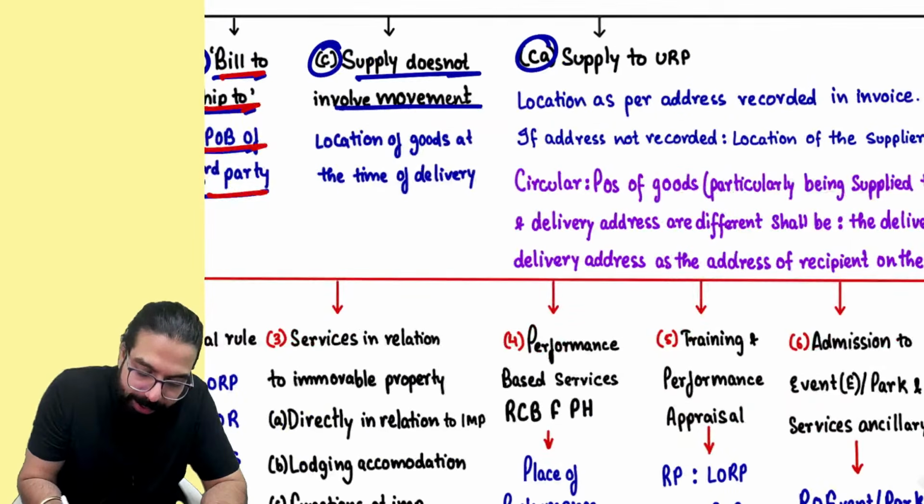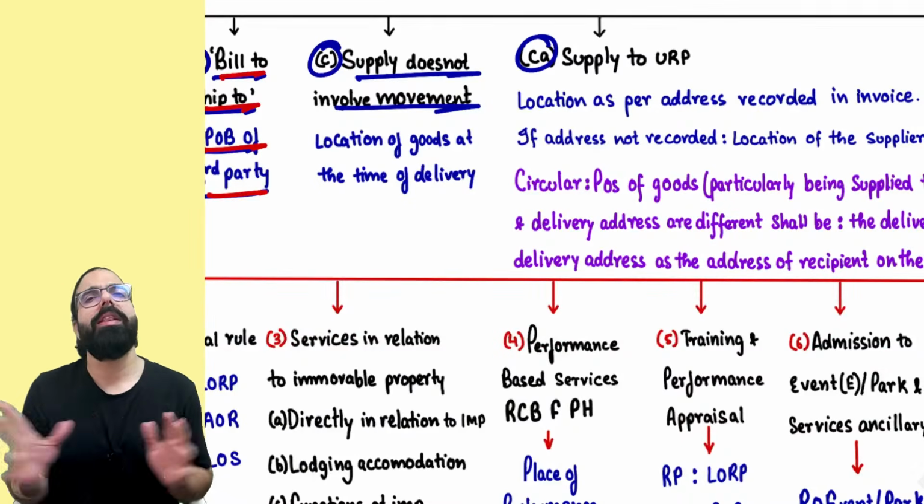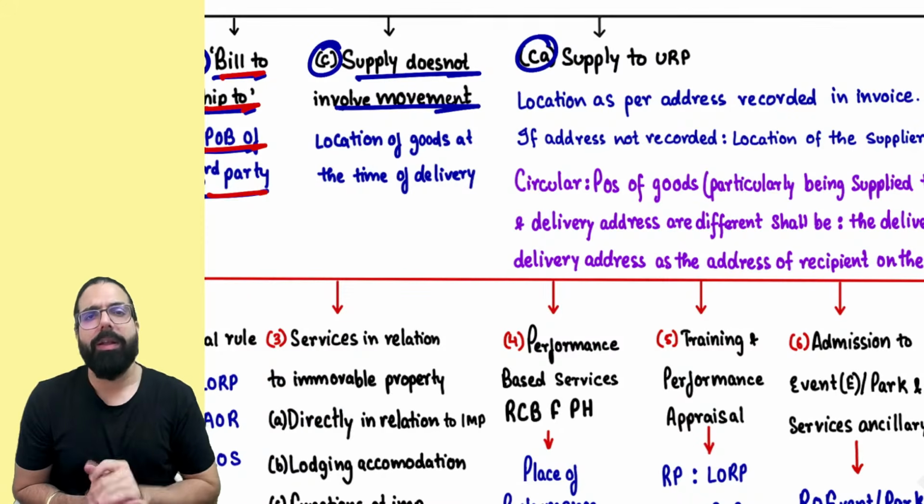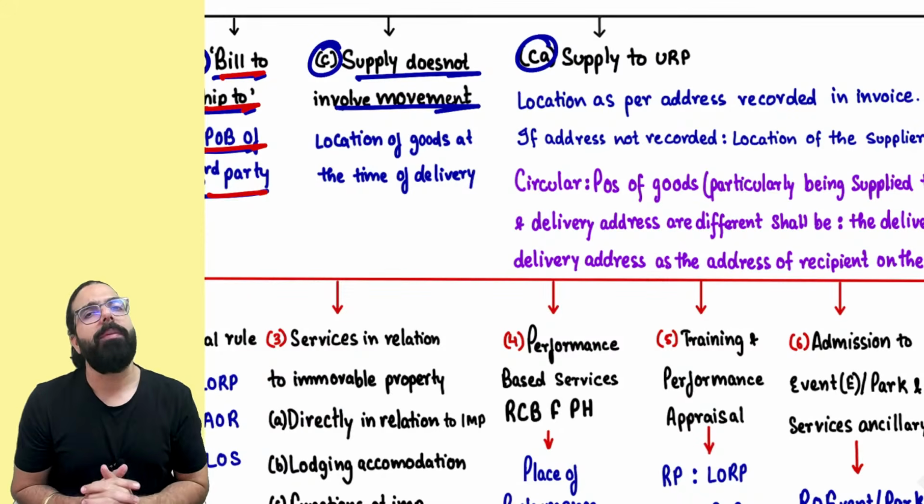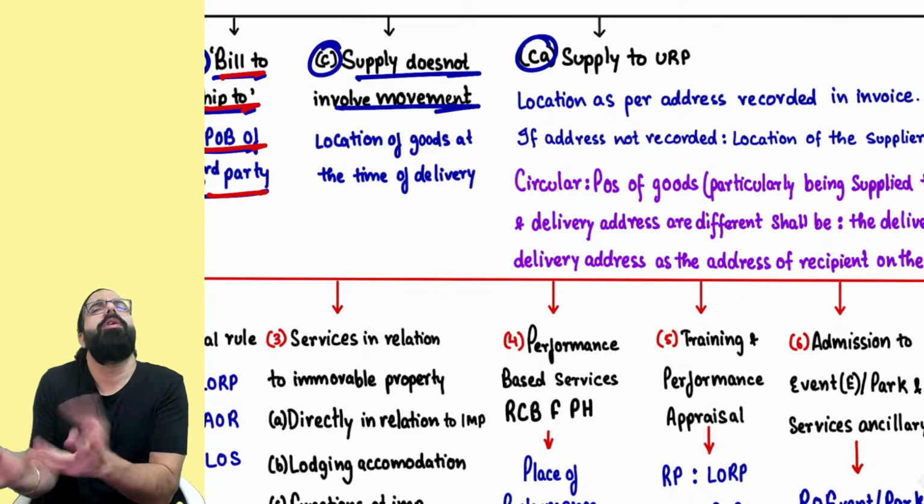The next is supply that does not involve movement. For example, I have some goods lying in my building. I am vacating the building. One person is coming inside the premises and he is now going to take the building on rent. I am vacating the premises. In that scenario, what does the government say is the place of supply? The place of supply is where the goods are, here only, because there is no movement.